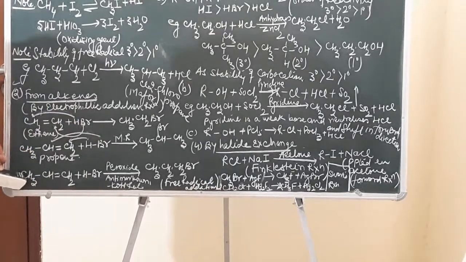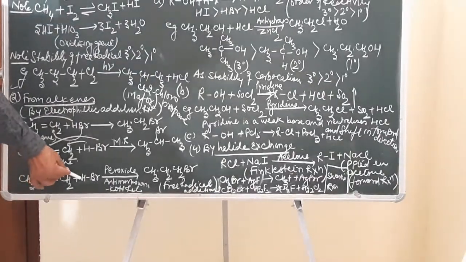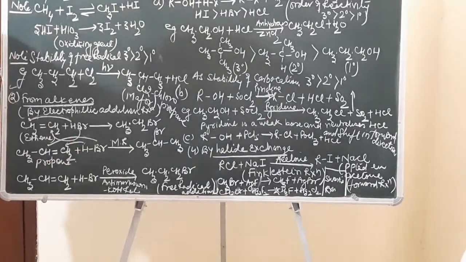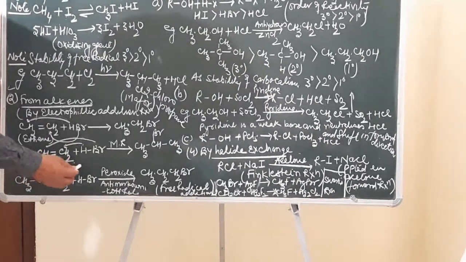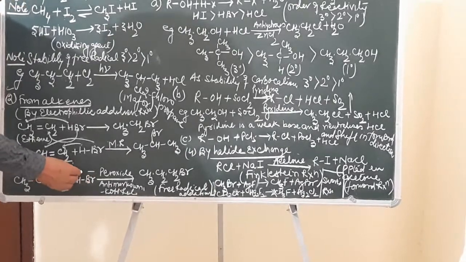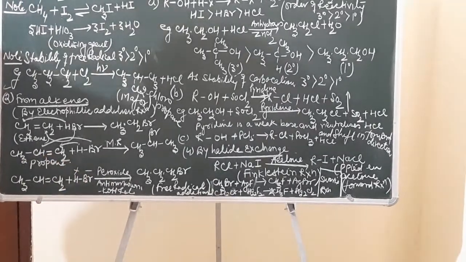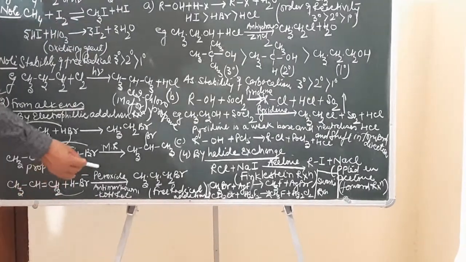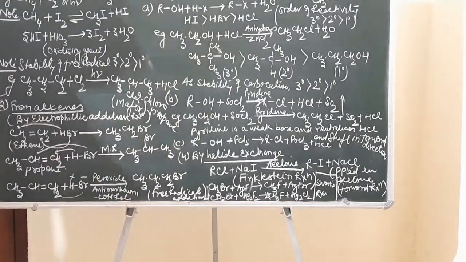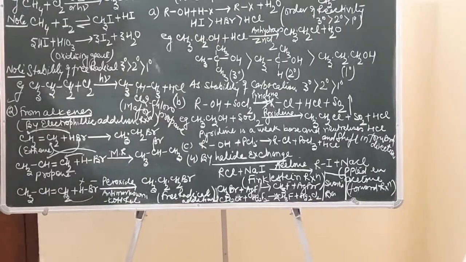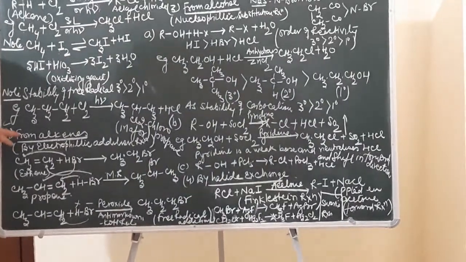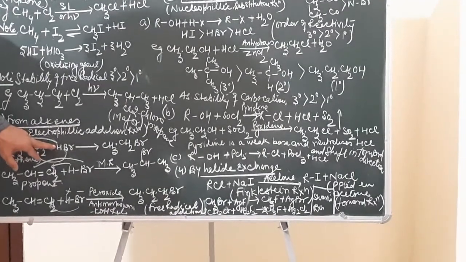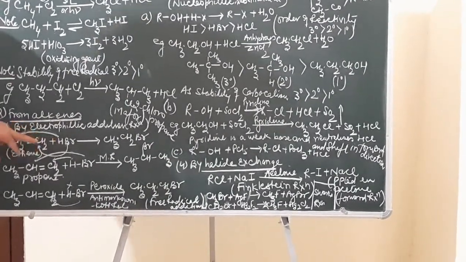However, if HBr is added to the propene molecule in presence of peroxide, the anti-Markovnikov rule will be followed, and the negative part of the reagent will go to that carbon atom which contains more number of hydrogen atoms. So what will be the answer over here? It will be 1-bromopropane.